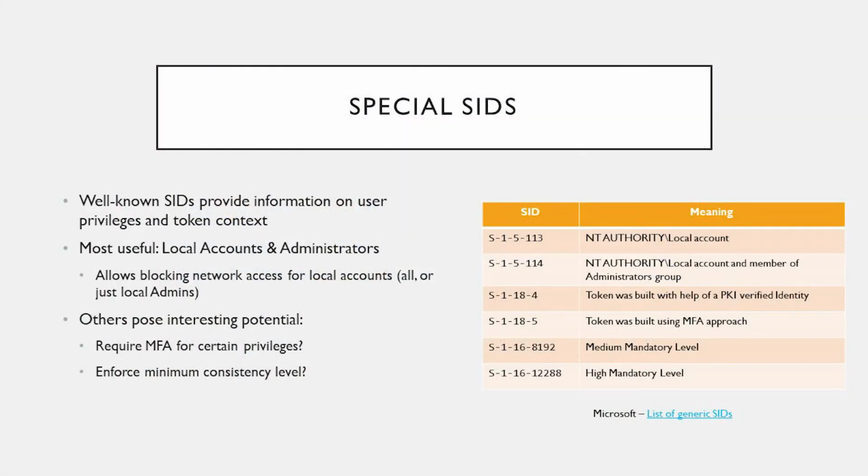Namely, I like the one that specifies whether the token was built using a multi-factor approach. And there are SIDs that specify the minimum consistency level there. I say that they're interesting because we haven't found a good way to implement those in Windows policy, but they pose some interesting potential in terms of applications implementing them for hardening, or perhaps future Windows policies that would allow you to use those to further harden your servers.